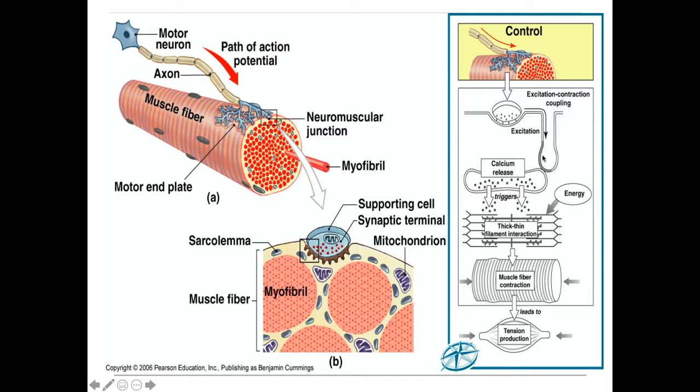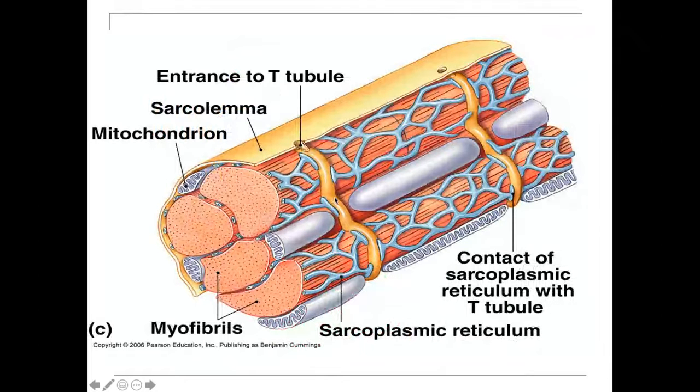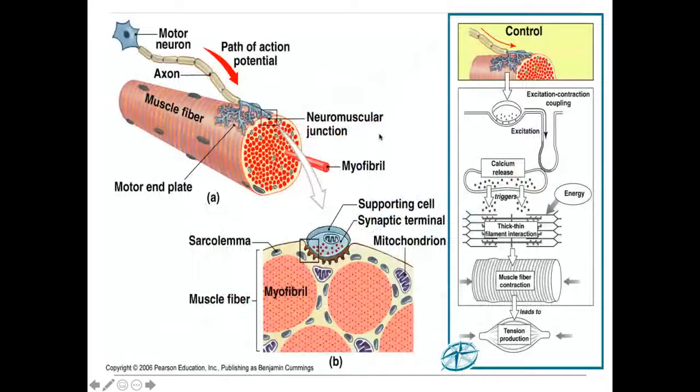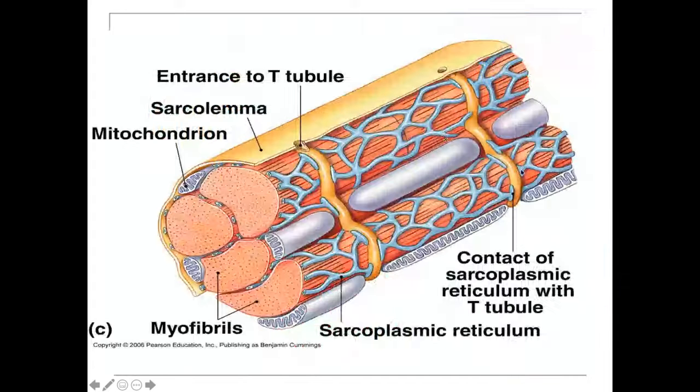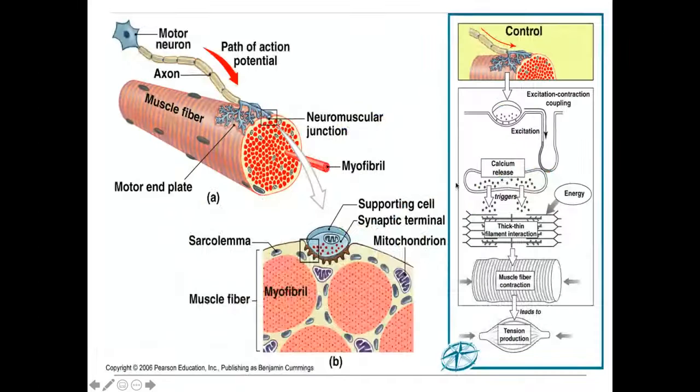It goes right down the T-tubule, the transverse tubule. Now, what does the transverse tubule butt up against? The sarcoplasmic reticulum. What does the sarcoplasmic reticulum house? What does this blue mesh-like structure store? What mineral? It stores calcium. So now calcium is released.